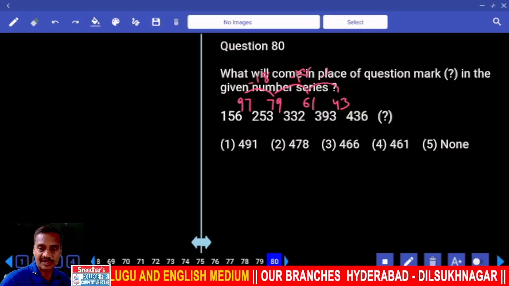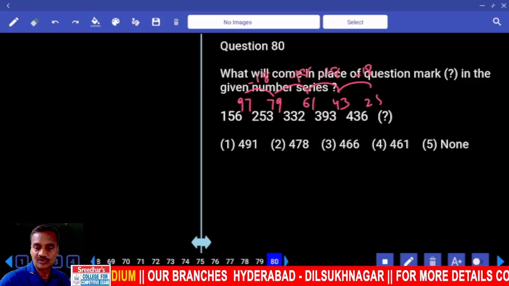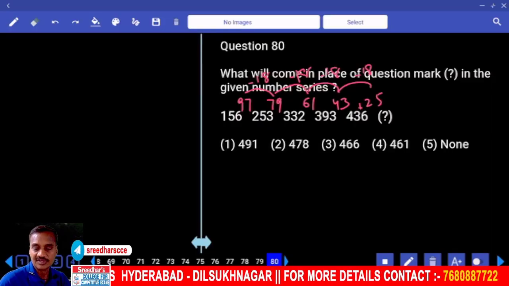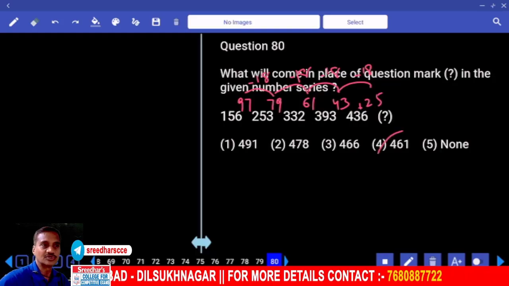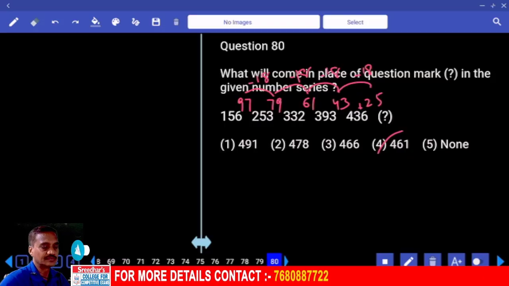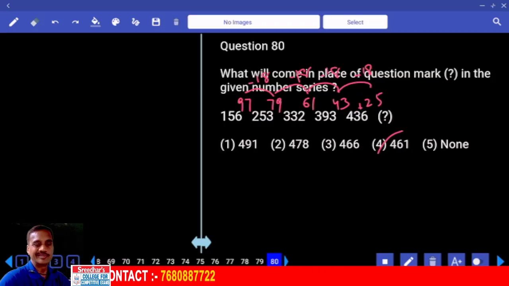Now 61 minus 18, 43. 43 minus 18, 25. Now 25 to be added or subtracted? Added. 436 plus 25, 461. Choice 461. Differences of differences, 18. Now this is about paper number 22, RRB Clerk Prelim.